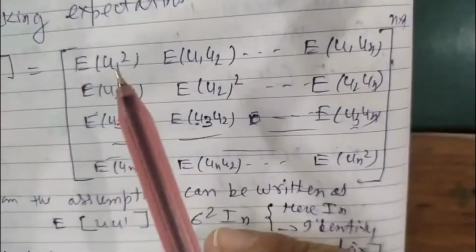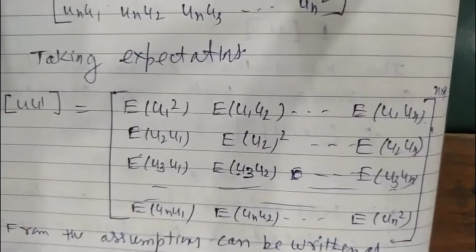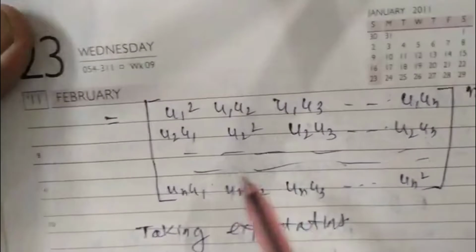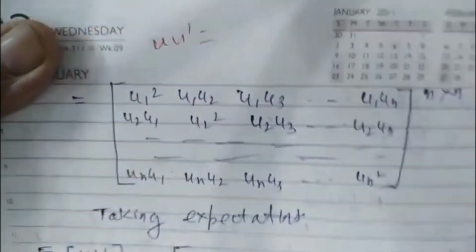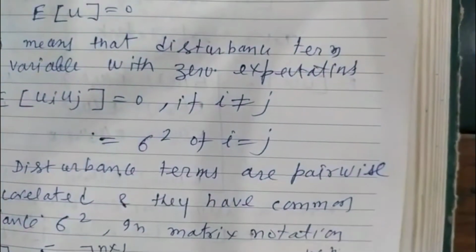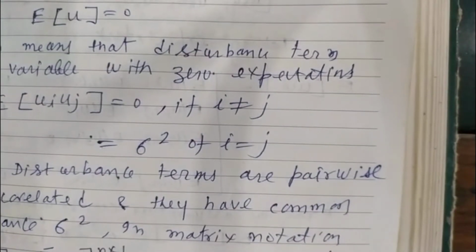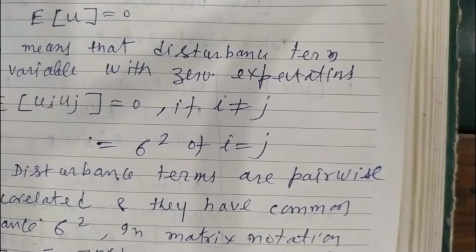For matrix multiplication, it is necessary that the number of columns of the first matrix is equal to the number of rows of the second matrix. We are multiplying here u dash, which gets multiplied first by these rows. When u1 multiplies this row, we get u1 square plus u1 u2, like that.